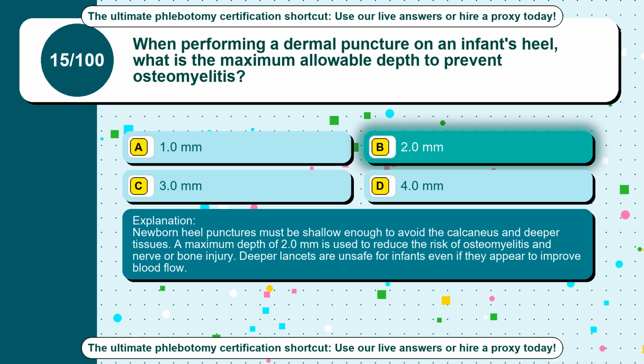A maximum depth of 2.0 mm is used to reduce the risk of osteomyelitis and nerve or bone injury. Deeper lancets are unsafe for infants even if they appear to improve blood flow.